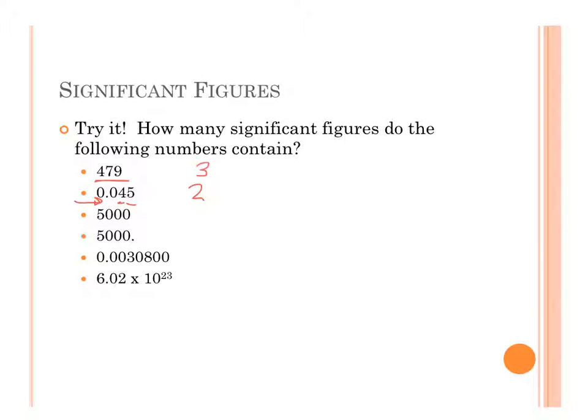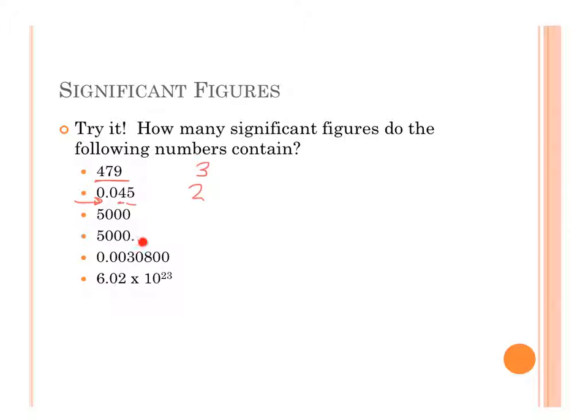If you prefer the understanding side of things, these 2 zeros are really just placeholders telling you that this 4 is in the hundreds place. So they are not significant, they're just placeholders, only the 4 and the 5 are, and you still come out with 2.